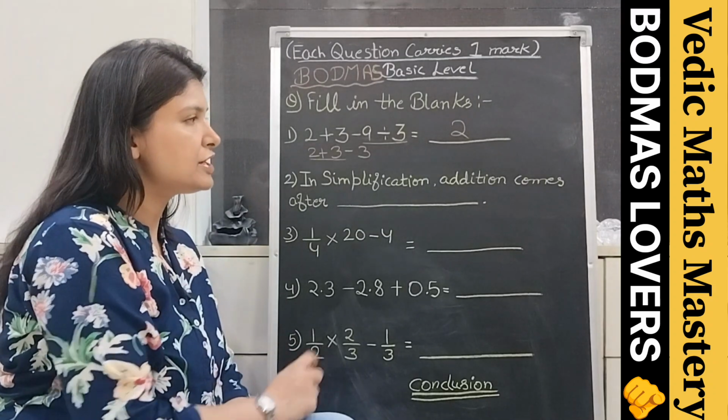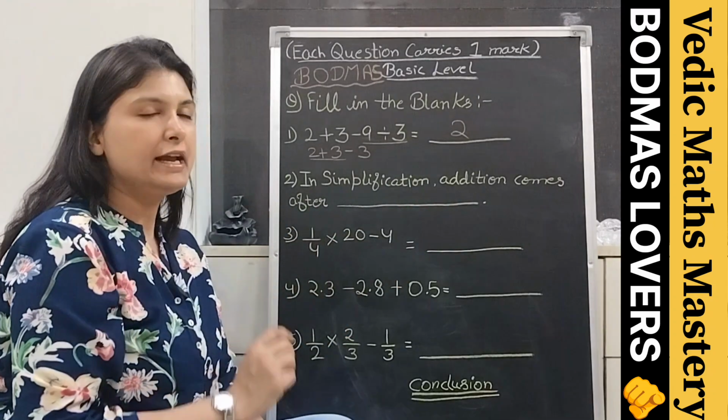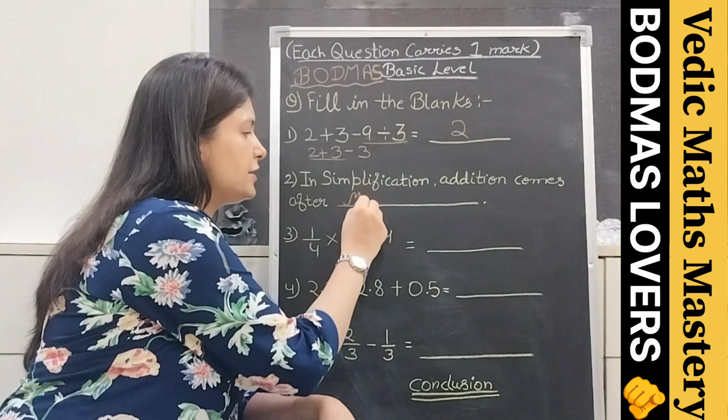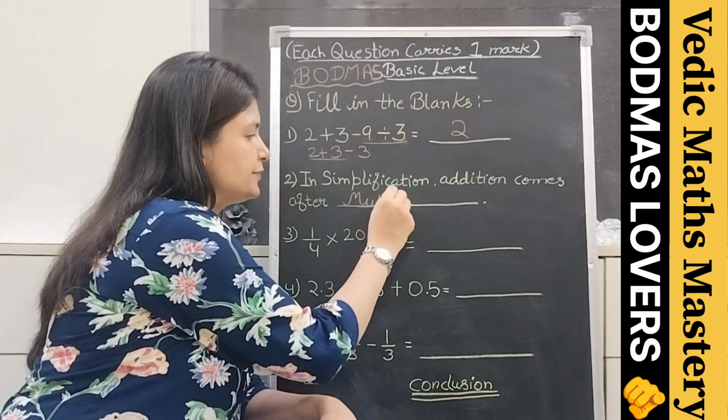The second question says, in simplification, addition comes after. Addition, you can see, comes after multiplication. So you can write here multiplication.